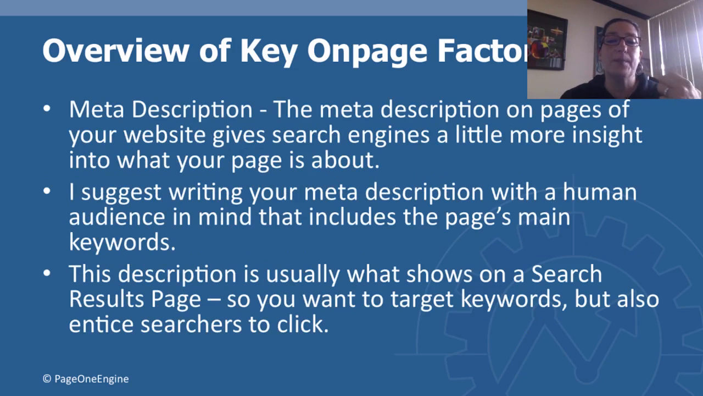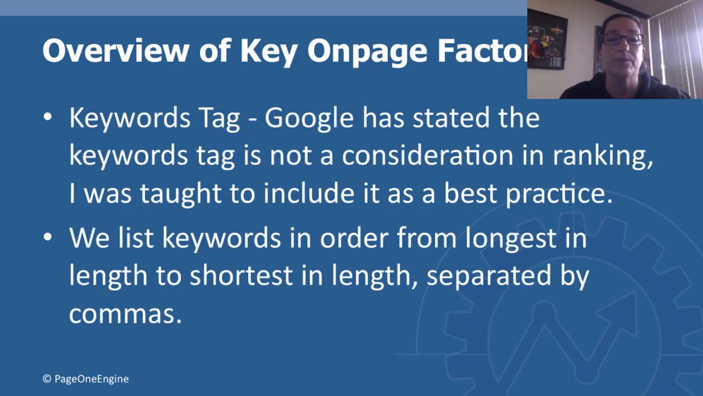The meta description on a page of your website gives the search engines a little more insight into what your page is. I'm going to show you what that is in a minute, but you've searched Google a million times, and when you see a listing, the blue underlined line is your title tag, and right under it is the description. I suggest that you write your meta description with the human audience in mind, including the page's main keyword. If you're on an internal page, write your description to focus on that internal page, and if you're on the home page, vice versa. This description is what shows up on the actual search results page on Google.